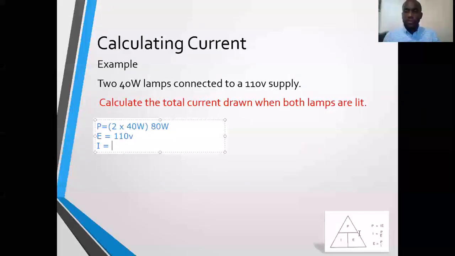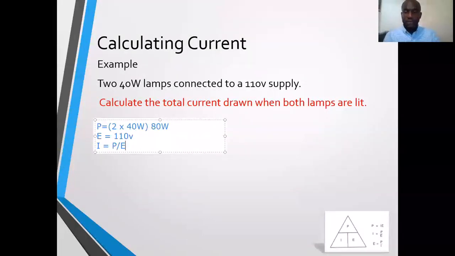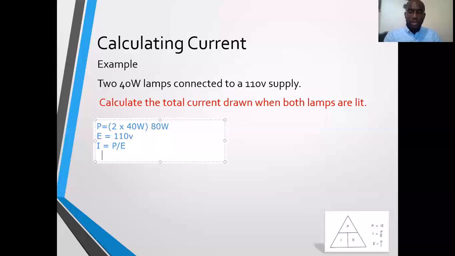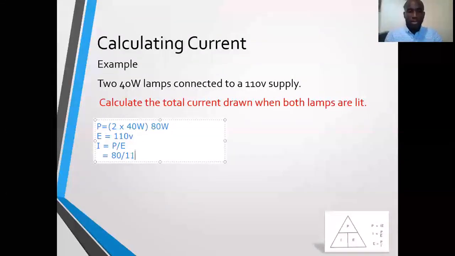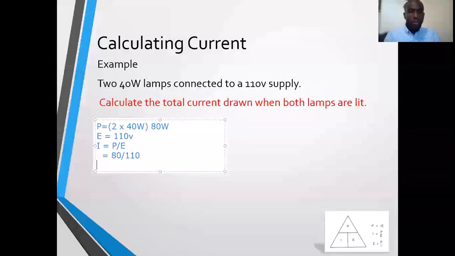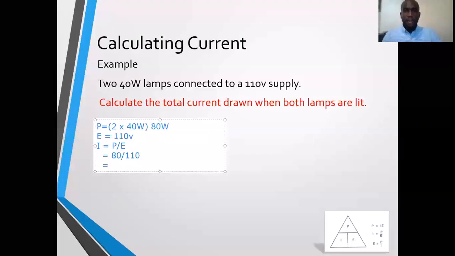I need to find I. I is current. Using the triangle here, if I should cover I, it would be equal to P over E. As we can see here, P over E, which means power divided by voltage. So substituting my values for the letter symbols, it would be 80 divided by 110.